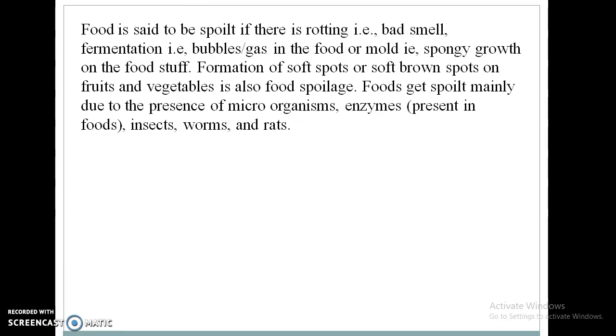Okay, and then next is the formation of soft spots or soft brown spots on fruits and vegetables, which is also considered food spoilage.